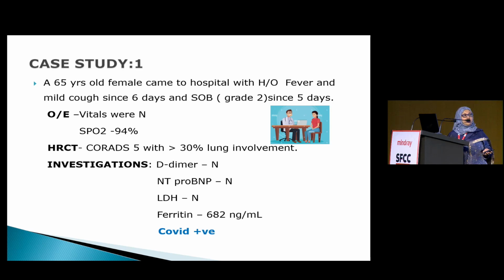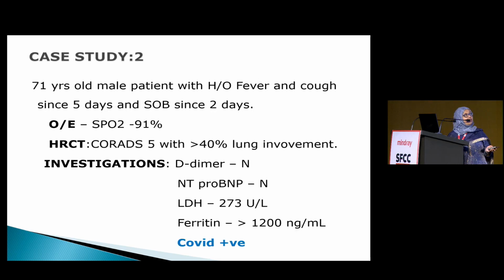So in this patient, I could say that ferritin was mainly the inflammatory marker with which we can rule out a viral infection. But all the other parameters were normal. Another case study was in a 71-year-old male. In this patient also, there was CORADS 5 with more than 40% lung involvement, and D-dimer, NT-proBNP, LDH were all normal. Only the ferritin was more than 1200 nanograms per ml, and the patient was COVID positive.